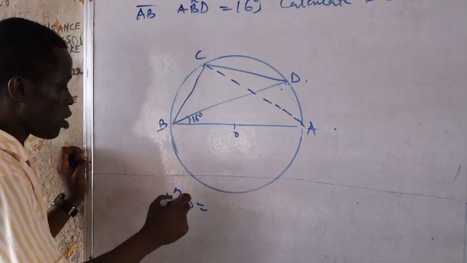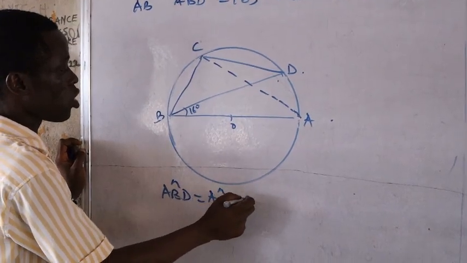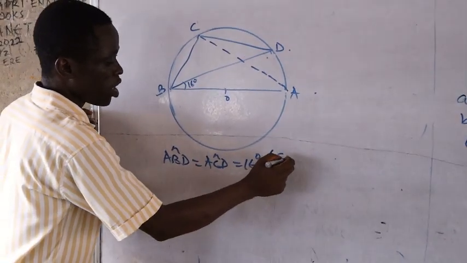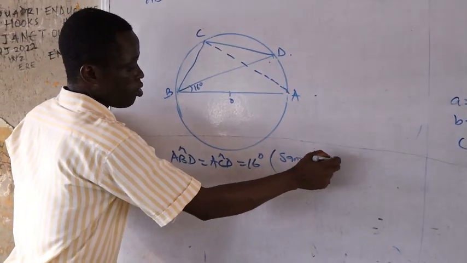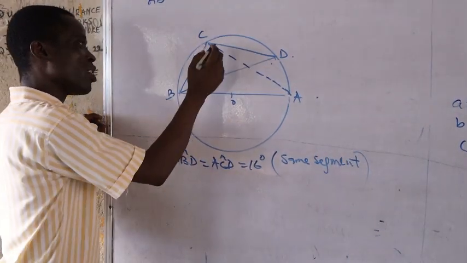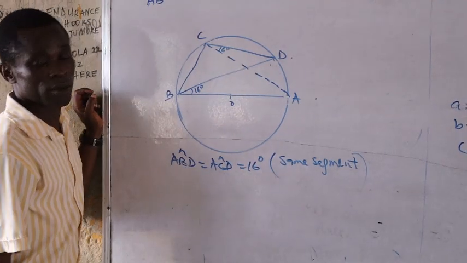Are you with me now? So ACD is equal to what? 16 degrees. The reason is what? Same segment. The reason is same segment. So this angle here is 16 degrees.